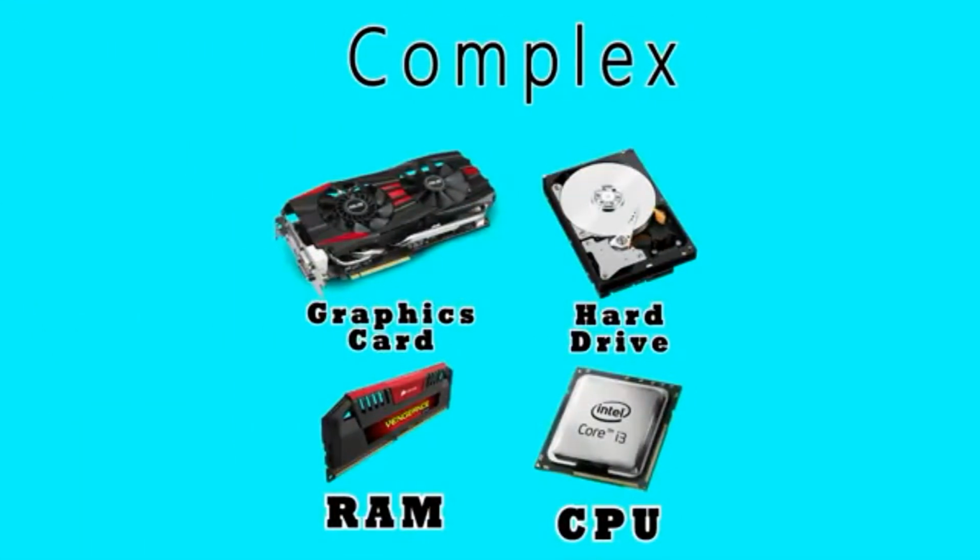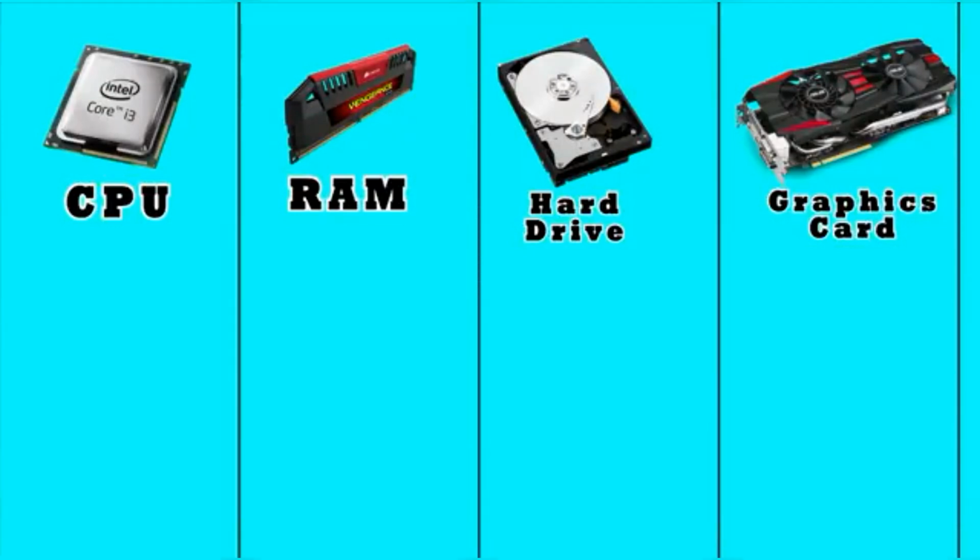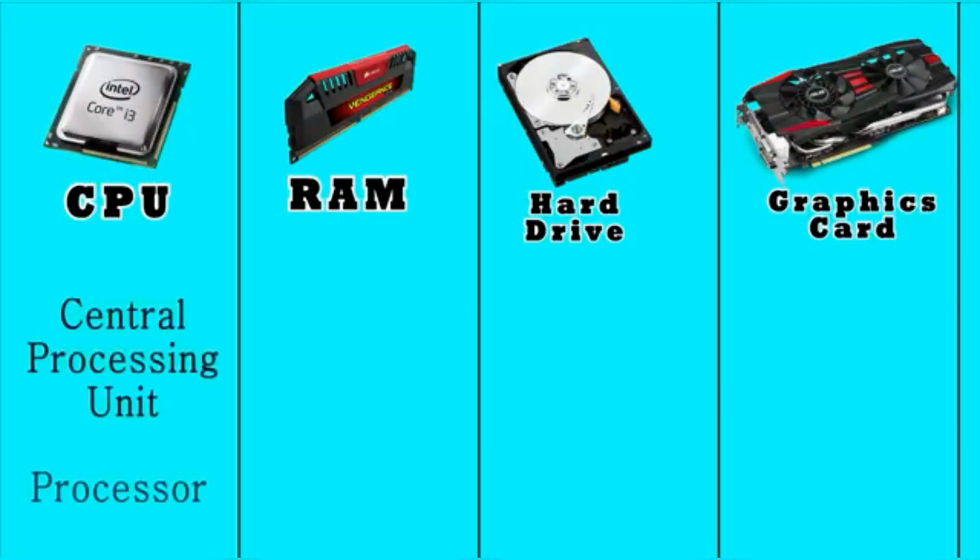Now let's move on to the more complex parts, the ones that deal with data. The 4 main components to keep in mind here are CPU, RAM, hard drive, and graphics card. Now first things first, I'm going to establish some terminology. Keep in mind that CPU is also known as the Central Processing Unit, or processor. These terms all refer to the same thing.